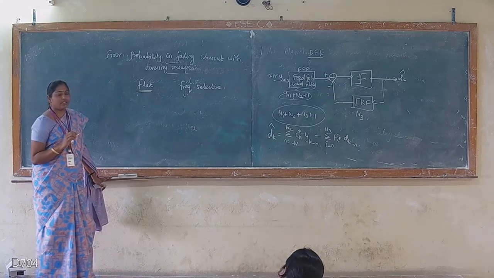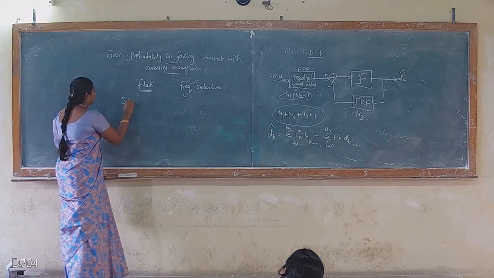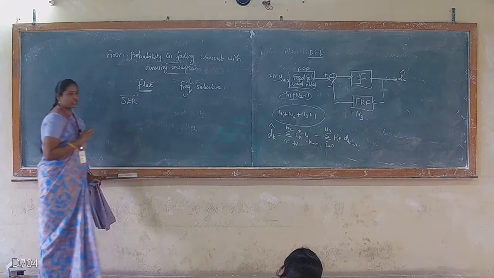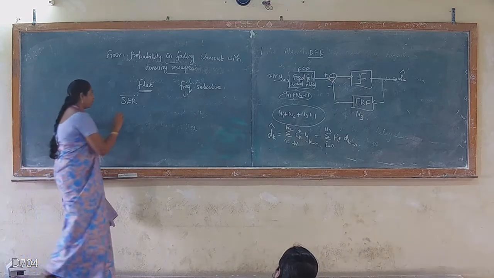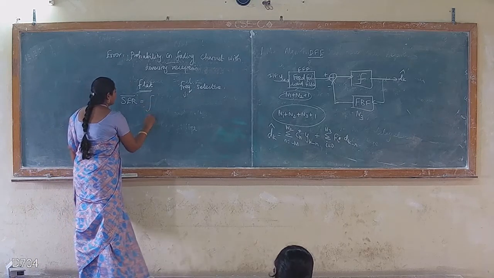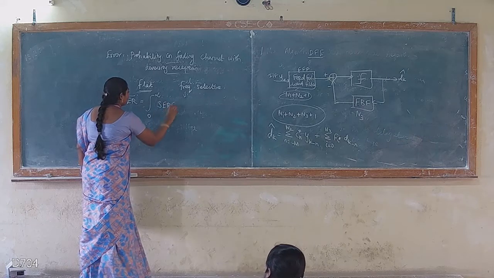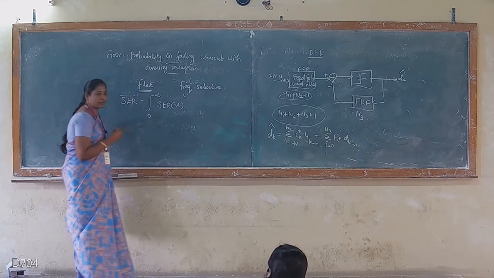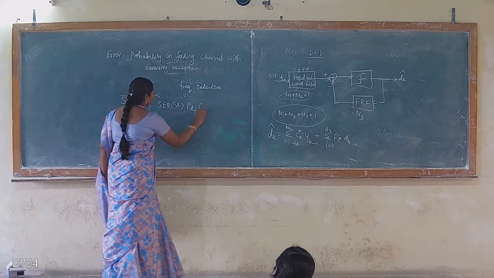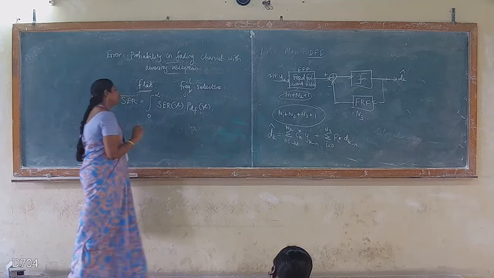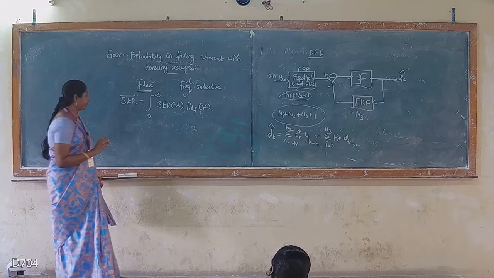In the flat fading channel response, the probability of error, here we are considering the average probability of error. SER is the symbol error rate. So the average symbol error rate that we are calculating is the integral from 0 to infinity of the SER for a particular SNR, where gamma represents SNR, multiplied by the PDF of gamma. This is the formula we are using to calculate the average probability of error.